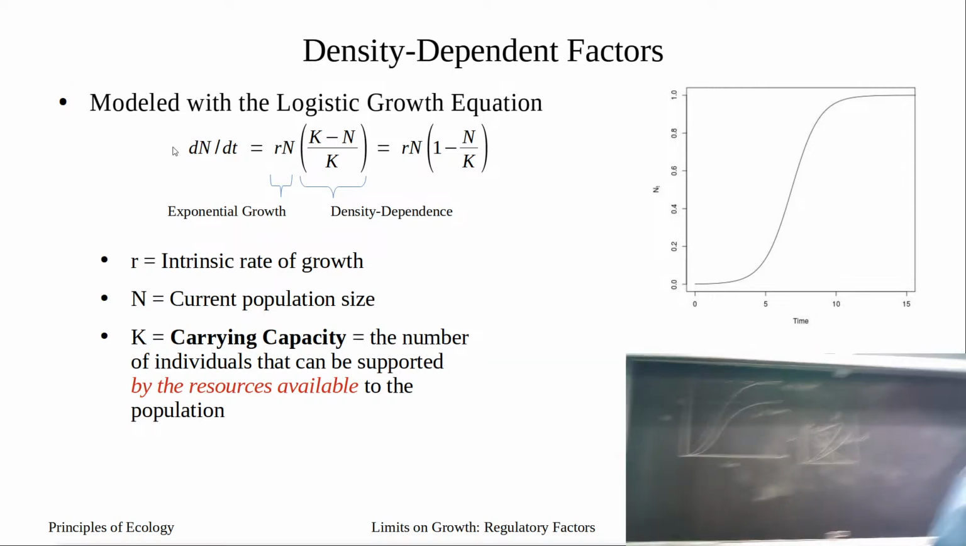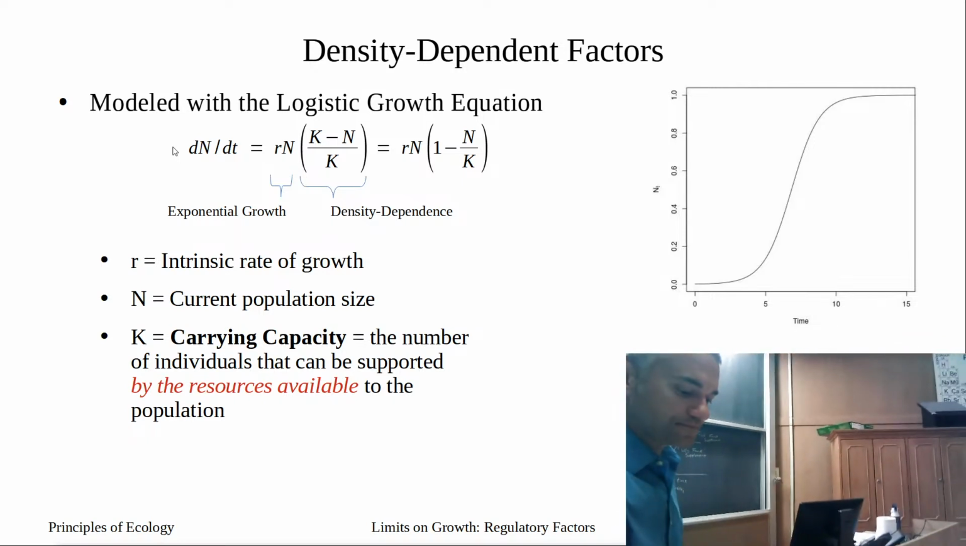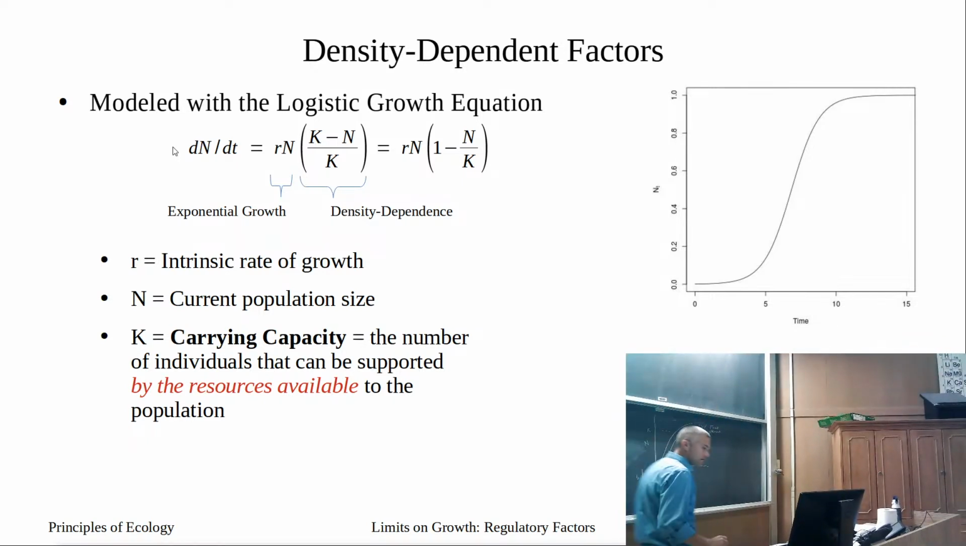Our change in population size, dN over dt, is going to be dependent on our intrinsic rate of growth, or instantaneous rate of growth, our population size, and K, where K is our carrying capacity. The carrying capacity is the number of individuals that can be supported by the resources available to the population.